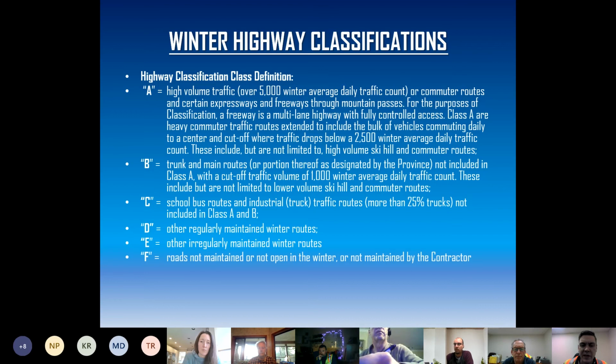Typically, A, B's, and C's will see service in that priority order, and then we go into classification D, which is the other regularly maintained winter routes, such as your typical side road where it's purely residential. Classification E's are other irregularly maintained winter routes, and classification F are roads not maintained or open in the winter or maintained by the contractor.